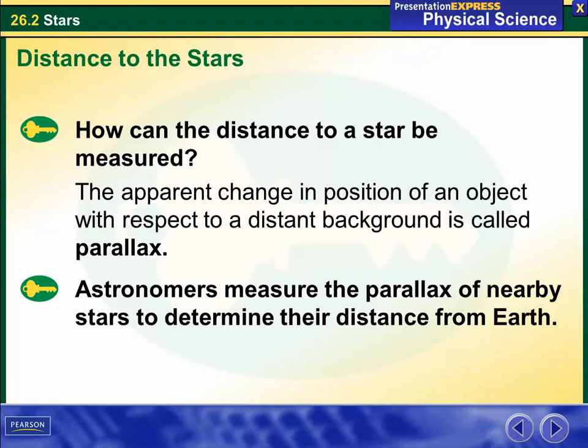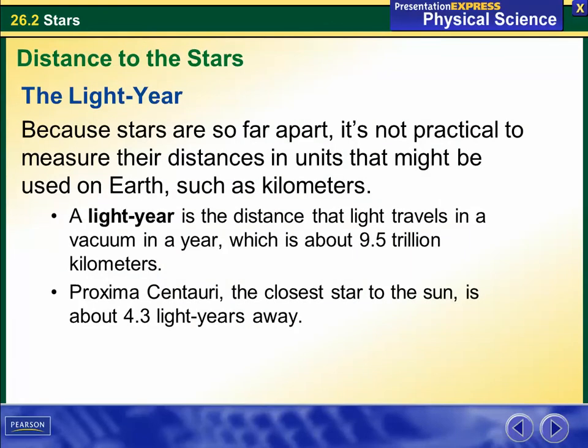The first thing we're going to talk about in this section is how the distance to a star can be measured. Some of it is tough to explain in the video, so we'll have to do some in class as well. We do this using a method called parallax. The apparent change in position of an object with respect to a distant background is called parallax. We'll explain that more as we go because it might not make a ton of sense now. Astronomers measure the parallax of nearby stars to determine their distance from Earth. We'll talk about how parallax works in a little bit, but we're going to cover a couple of other definitions first.